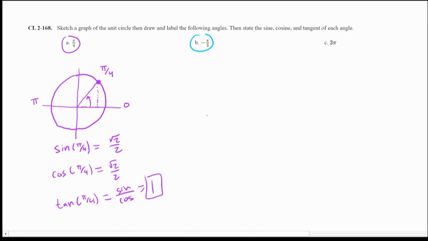Second one here, negative pi over 3, so I draw my unit circle. I'm going now in the negative direction, so I'm going clockwise, and 1/3 of the way from 0 to negative pi would be here. And I'm going in the opposite direction this time. In this one here, my x and y values are different.